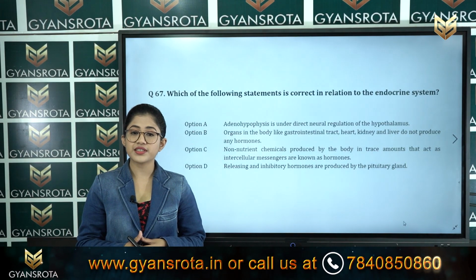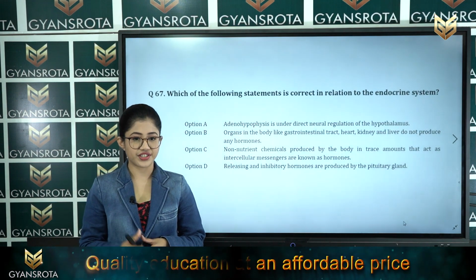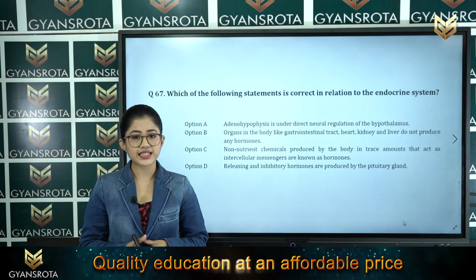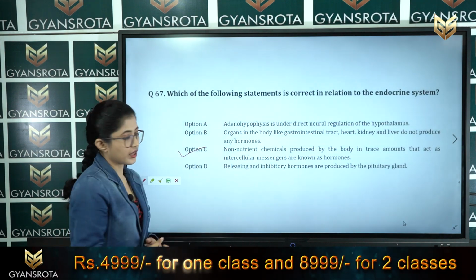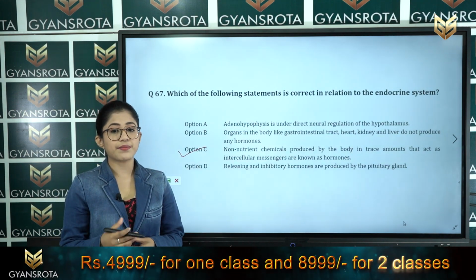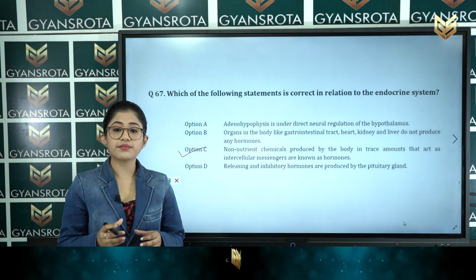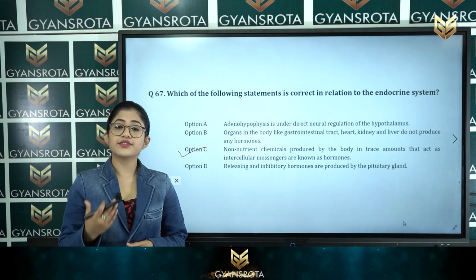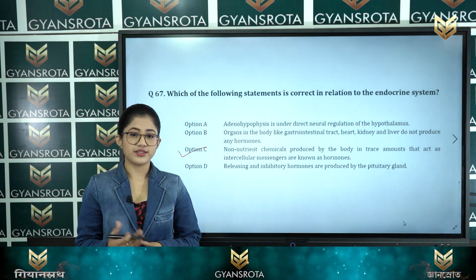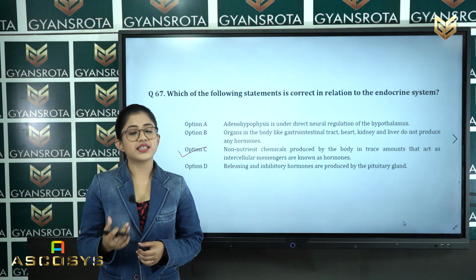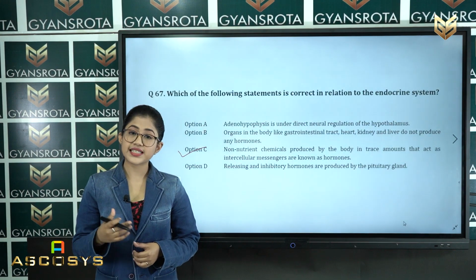Student, this is from the chapter Chemical Coordination and Integration. So, what is the correct answer? That is option number C. Non-nutrient chemicals produced by the body in trace amount that act as intercellular messengers are known as hormones. That is the correct answer. Now, let's see the next question, that is question number 68.